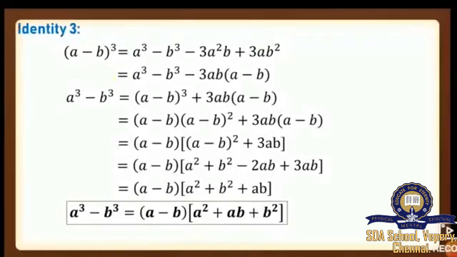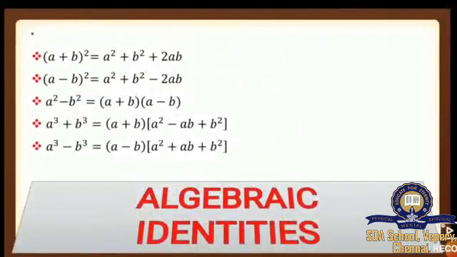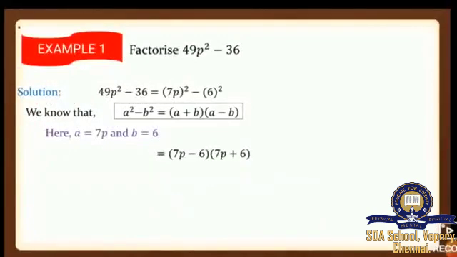Using this identity, we are going to derive the a cube minus b cube identity. Following the same procedure as before, wherein only the sign differs, the identity for a cube minus b cube equals a minus b into a square plus ab plus b square. So all these identities will be useful in factorizing the algebraic expressions. So let us see the problems using identities.